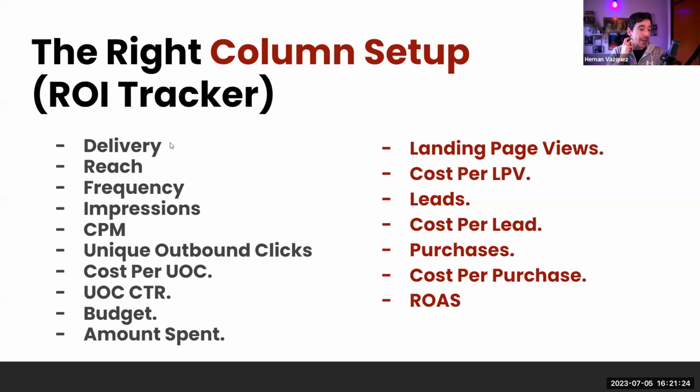So as I was saying, these are in Facebook metrics to your left and out of Facebook metrics to the right. In Facebook metrics are always going to be the same. Delivery, reach, frequency, et cetera, they're always going to be the same metrics for your columns. Now, out of Facebook metrics will depend on your funnel.